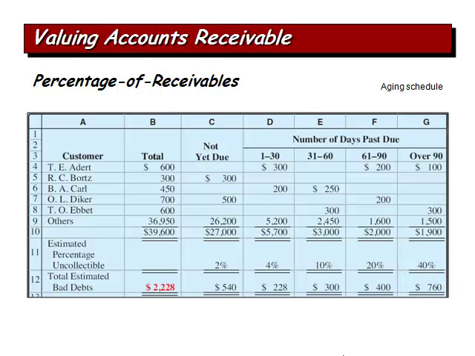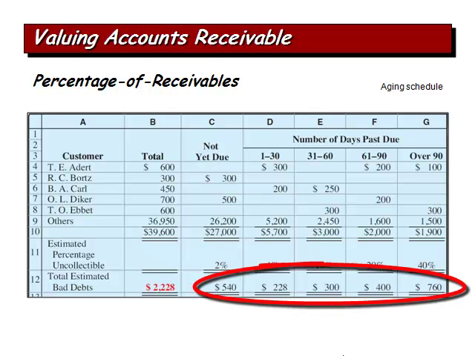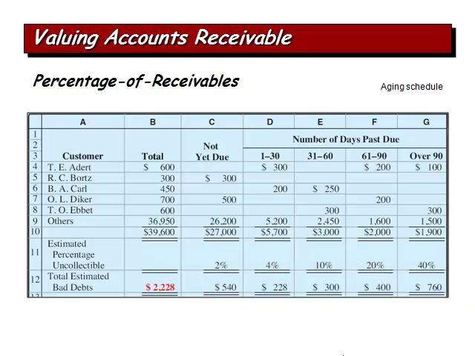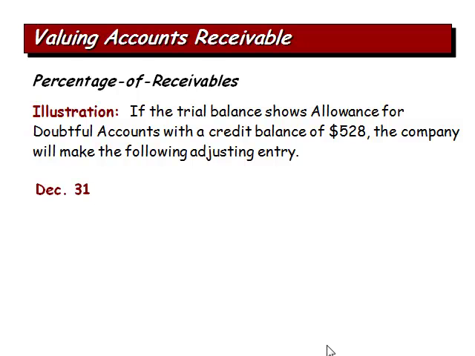So we multiply those percentages times the dollar amounts, and then we add them all up, and that's how we come up with the red $2,228. We've added up 540, 228, 300, 400, 760. All of that collectively gave us 2,228. And that's the amount we want to have in our allowance account. We're going to adjust our allowance account to that amount.